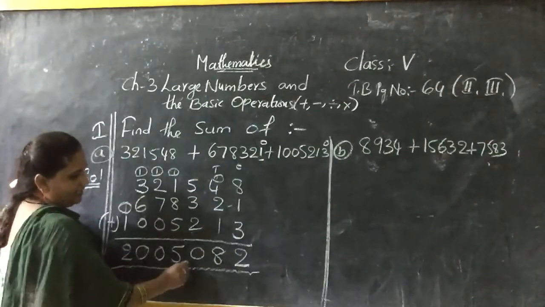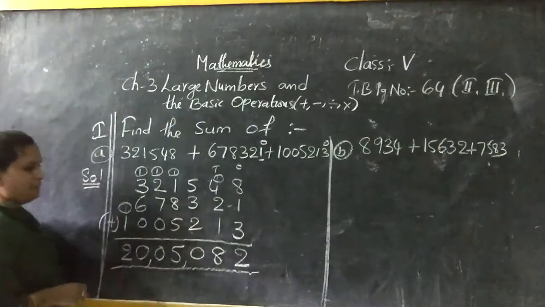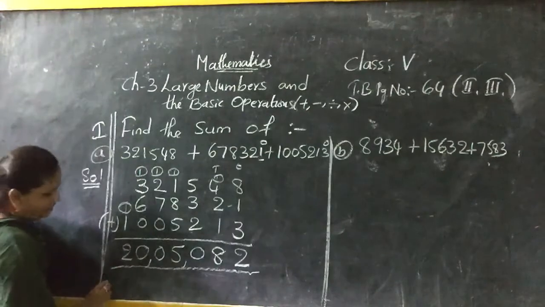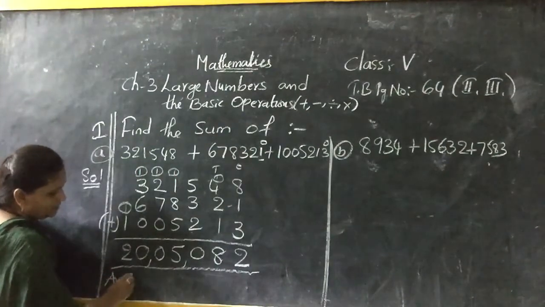After writing the answer, leave 3 digits and, according to the Indian system, write the place values, and below the sum you can write the answer. What is the answer, children?